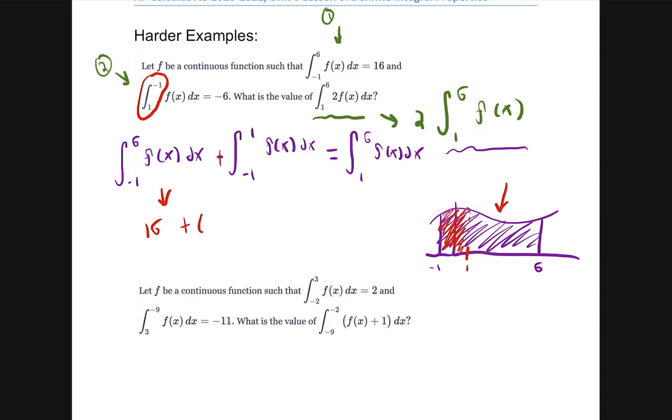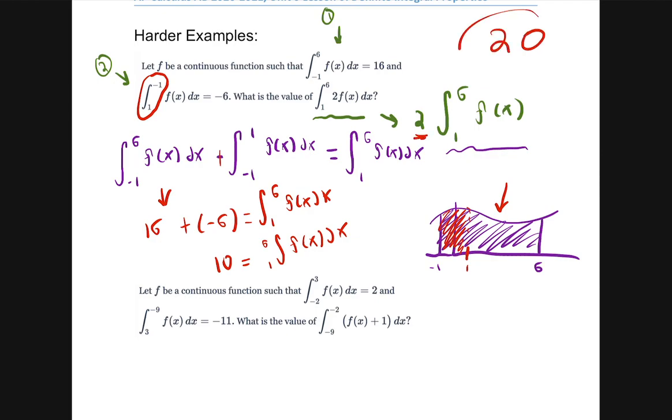This is going to be 16 plus -6, and that's going to be equal to the definite integral from 1 to 6 of f of x. And so this is going to be 10 is equal to this thing. But remember, what we were actually asked to find is twice that. So the final answer here would be twice that. The final answer there would be 20, okay?